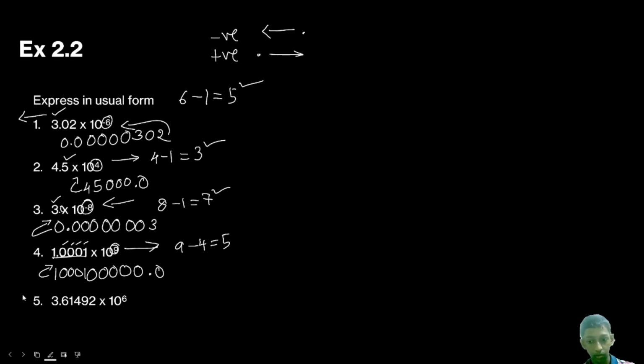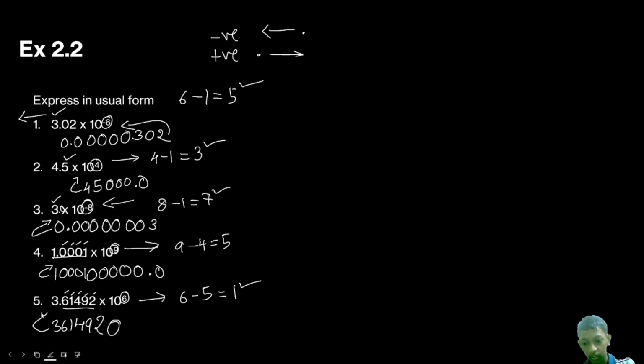3.61492 into 10 raised to the power of 6. 6 is positive, so the decimal will move towards the right side. But there are so many places occupied on the right side, so let's count them. 1, 2, 3, 4, 5. So it is 6 minus 5, which is 1, so we have to put only one 0 after the number. So 361492 and one 0 at the end of the number.